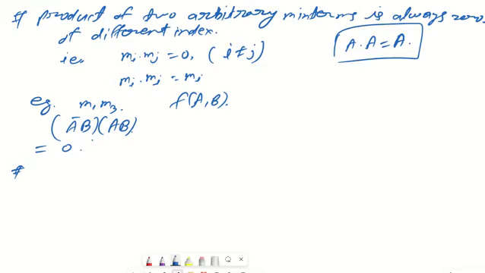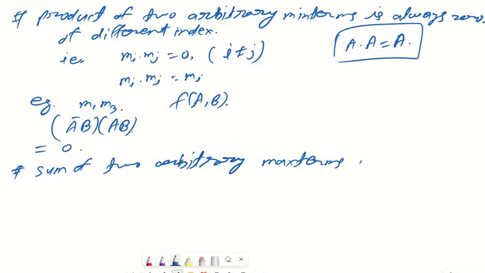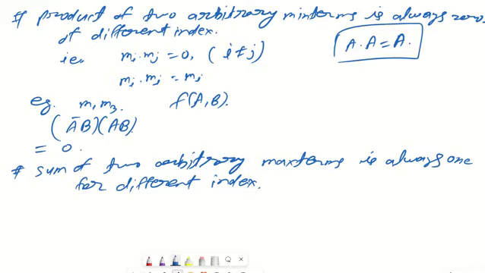Now another property, for max term, is that the sum of any two arbitrary max terms is always 1, for different index. Okay, we'll take up max term. Understood? So this is what I wanted to tell you guys.